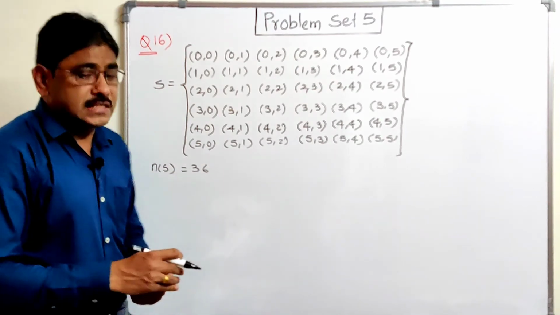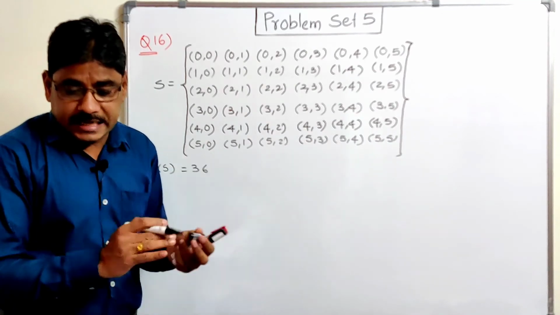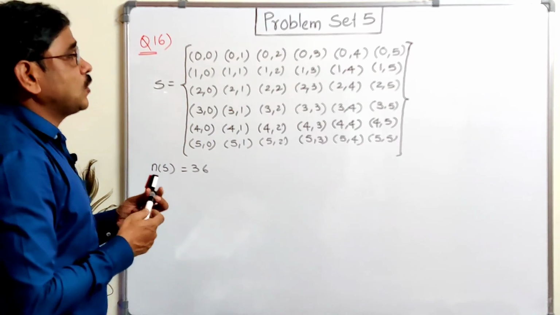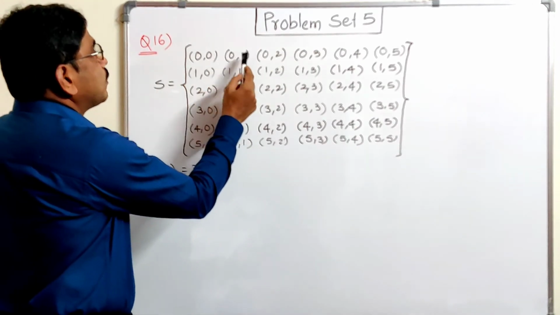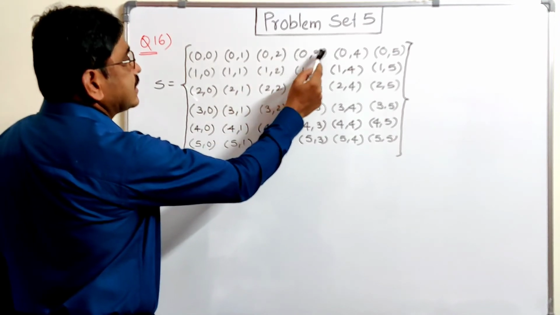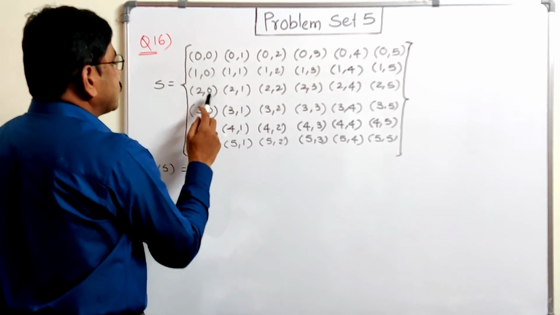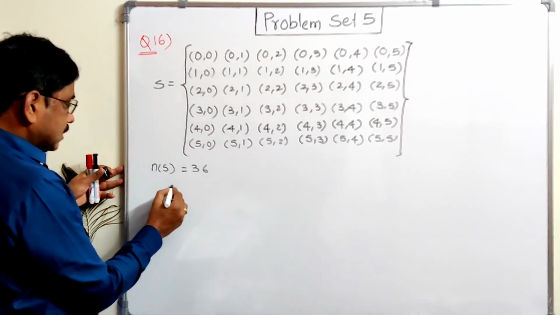Now what is the event? We have to find the probability that the product of the digits on the upper face is 0. This product must be 0. So where will the product be 0? Where one number is 0. So here 0 into 0, 0 into 1, 0 into 2, 0 into 3, 0 into 4, 0 into 5, 1 into 0, 2 into 0, 3 into 0, 4 into 0 and 5 into 0. Therefore the product is 0.